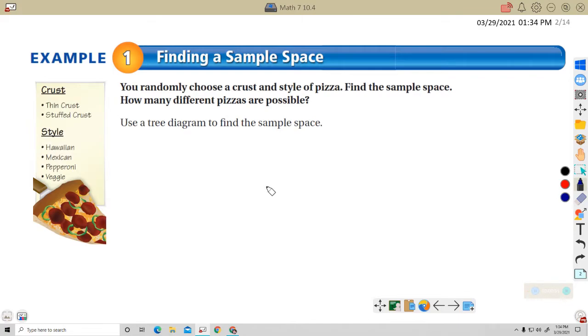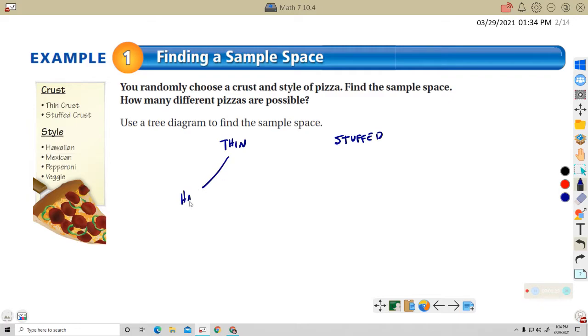You randomly choose a crust and style of pizza. Find the sample space. How many different pizzas are possible? We have two different types of crust. So here's how we do a tree diagram. Thin, stuffed. Two different types of crust. Now for each of these crusts, I can have one of four styles.